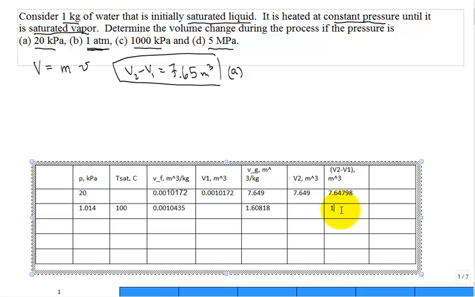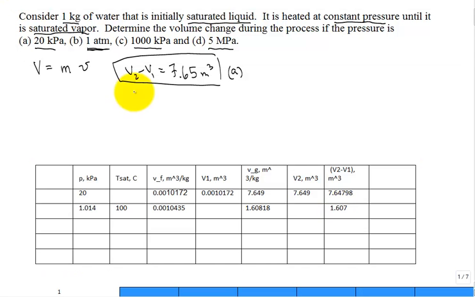All right, so those two numbers are repeated when you go for V1 and V2, and the change in the volume is 1.607. Close enough, 4 significant digits on that. So if you wanted to come up here and write the answer for V2 minus V1 equal to 1.607 meter cubed, and box it, and that'd be the answer for part B.